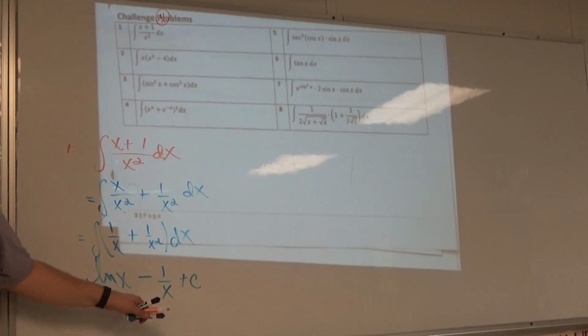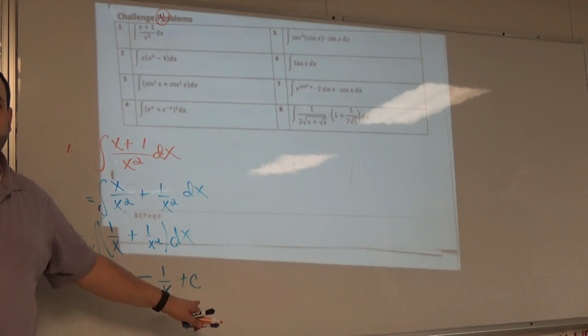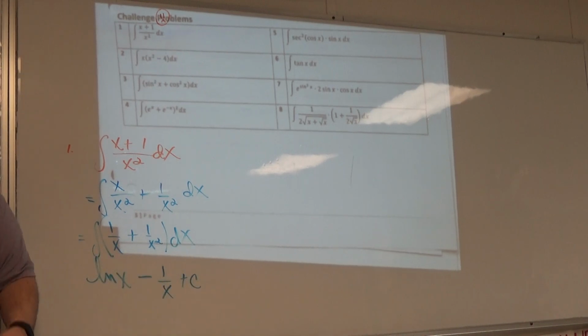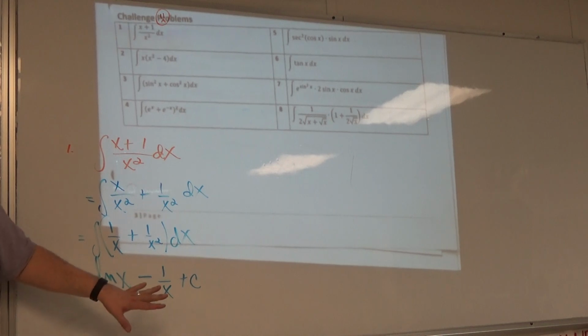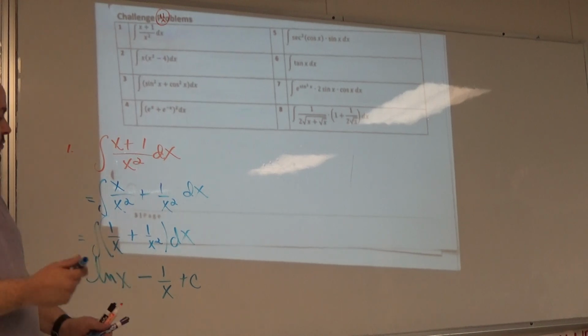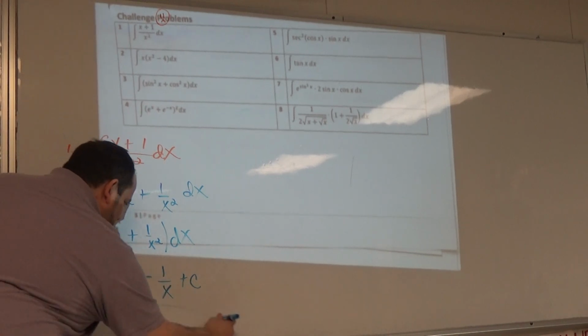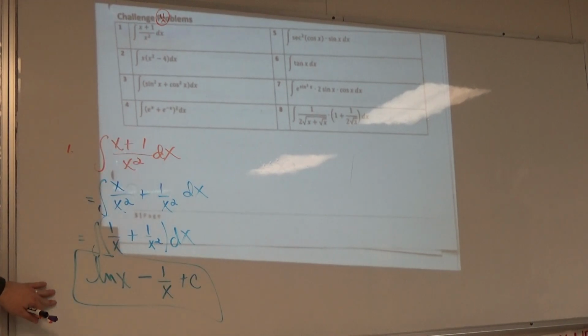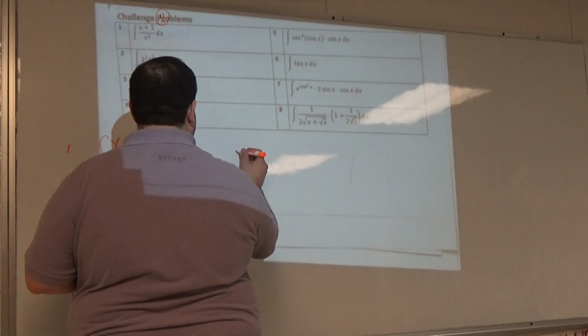Natural log of x minus 1 over x plus c. Just for the sake of completion, because other folks are going to watch this video and be like, oh, he did it wrong. Tomorrow we're going to come back and have a conversation about the natural log of x. For right now, this is the right answer. Tomorrow it's the wrong answer. But for right now, it's the right one, just because of the natural log. We'll talk more tomorrow. Don't miss class.